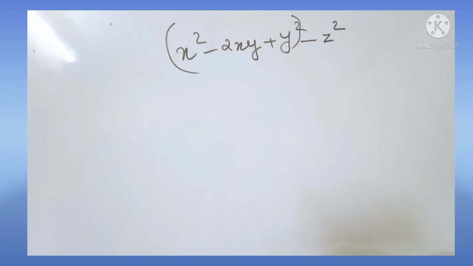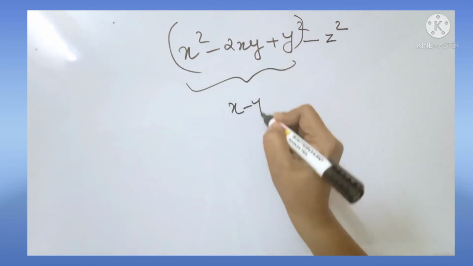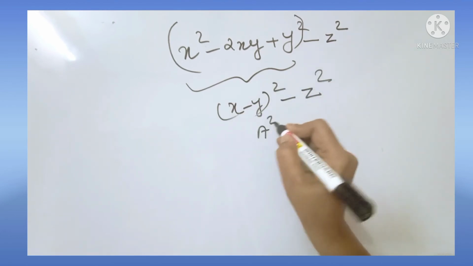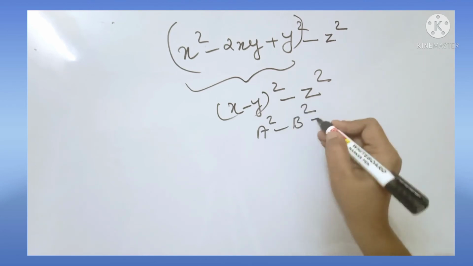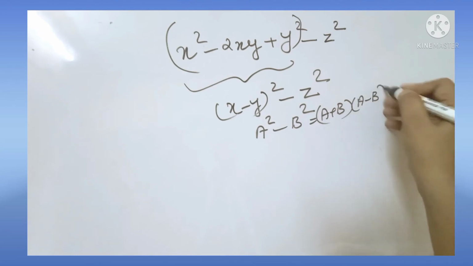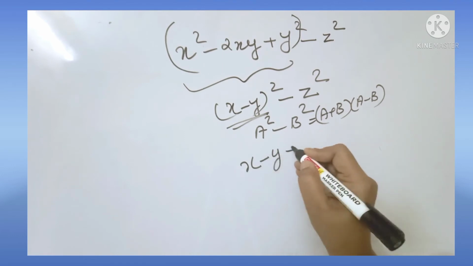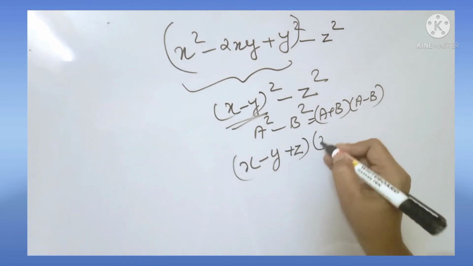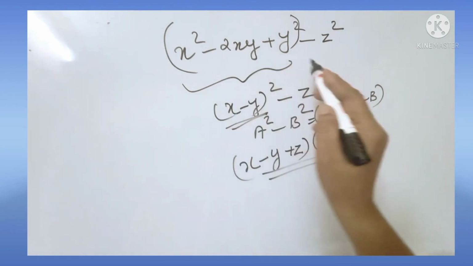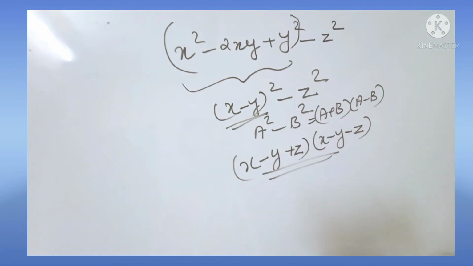Here the next one, x square minus 2xy plus y square minus z square. So this can be written as x minus y whole square and then minus z square. It is of the form a square minus b square, so it is a plus b into a minus b. Here what is a? A is x minus y. So this expression can be written as x minus y plus z into x minus y minus z.